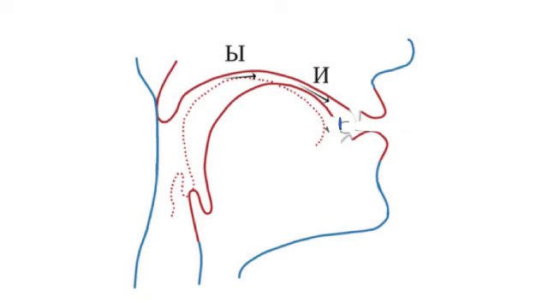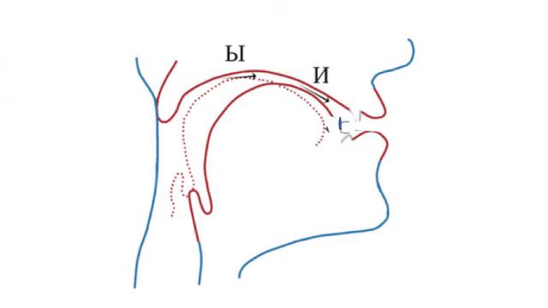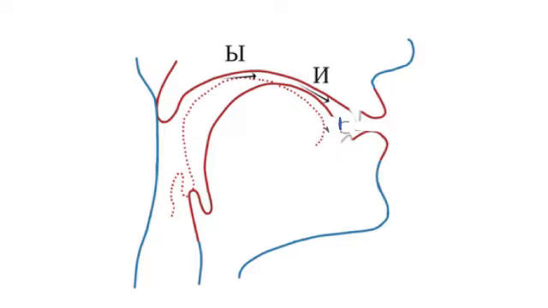The difference between E and U is the following. When you pronounce E, the middle part of the tongue is raised high. When you pronounce U, the back of the tongue is raised high. Repeat after me the sound U 3 times.